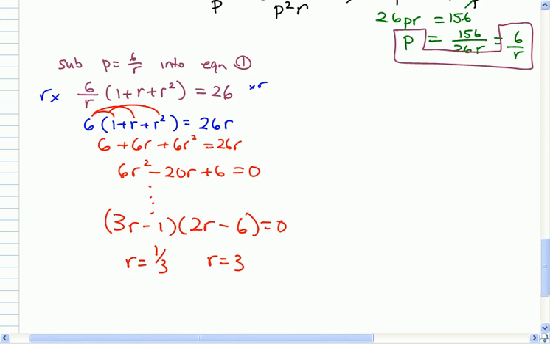How do you solve for P then? Plug it in. Yeah, 6 over R, right? So 6 divided by 1/3 is 18. And then here, 6 over 3 is 2.